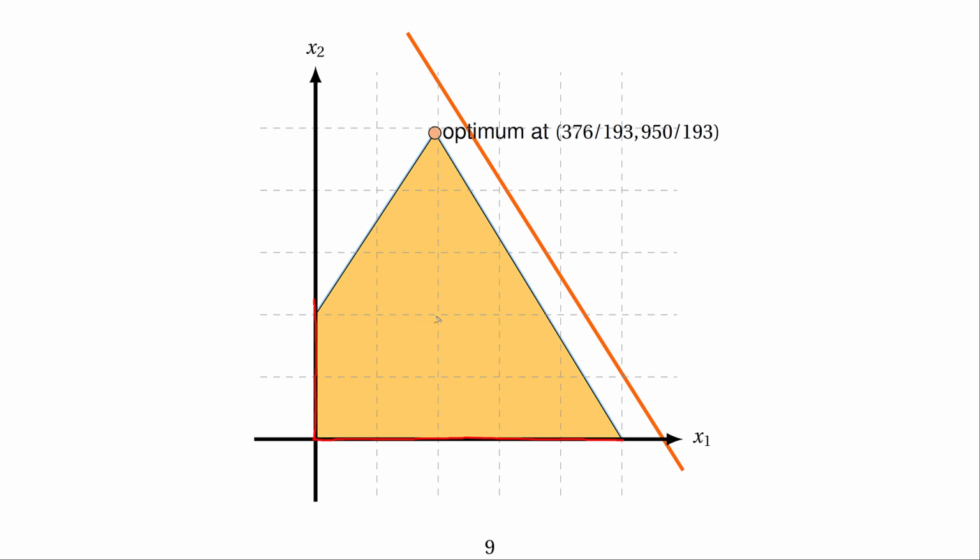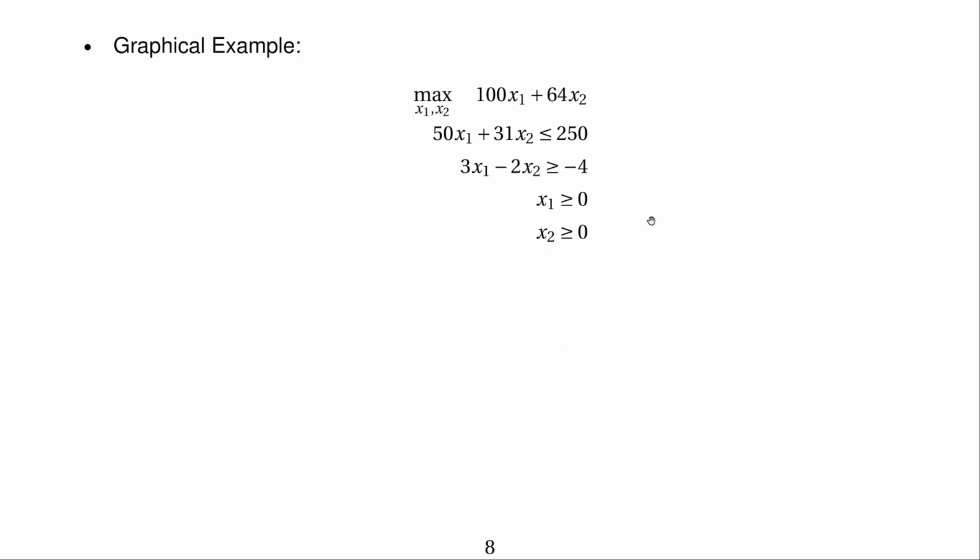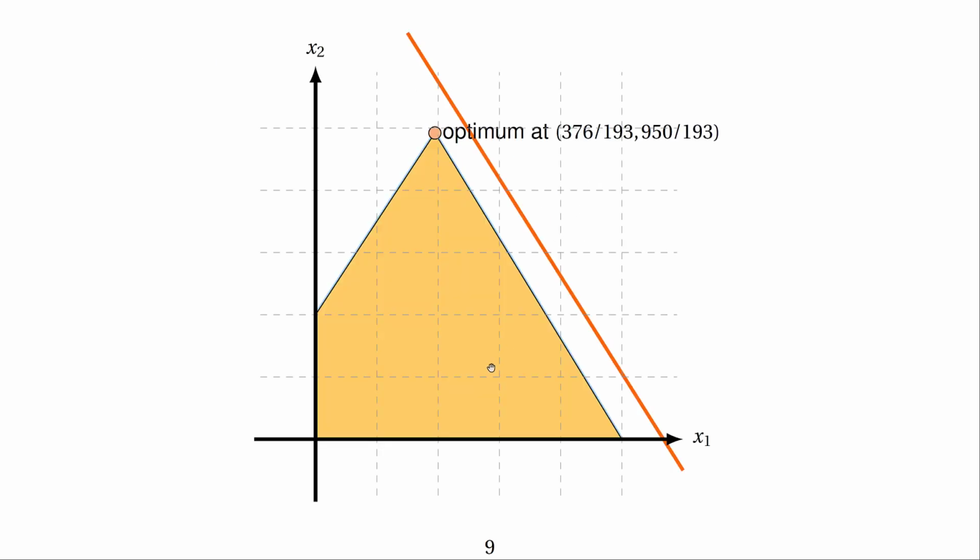that is shown here in yellow. Now we need to look at the first two inequality constraints for constructing this line and this line. So one of these two lines is 50x1 plus 31x2 smaller equal to 250, and the other one is 3x1 minus 2x2 greater or equal to minus 4. What we can observe here is that the yellow region, that is the feasible region, is a polygon, and that it is a convex polygon.